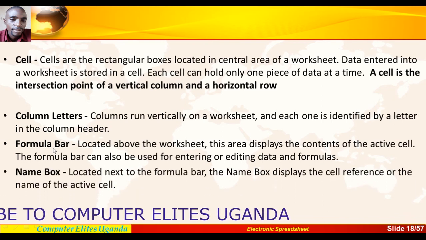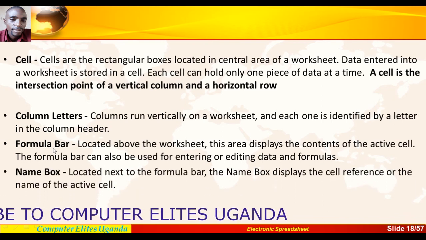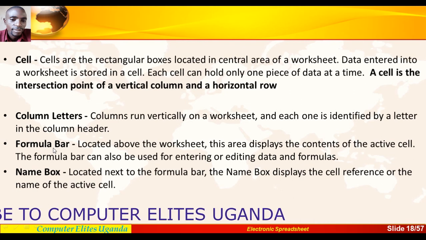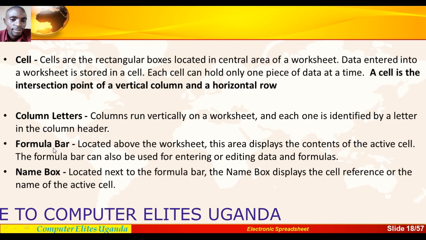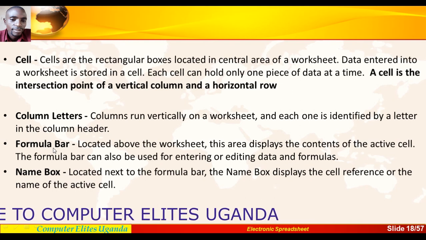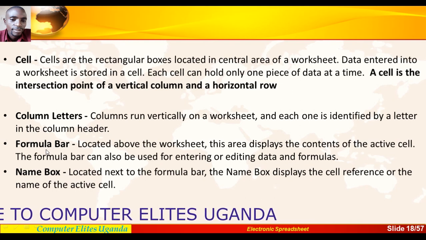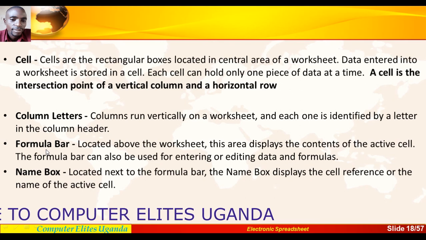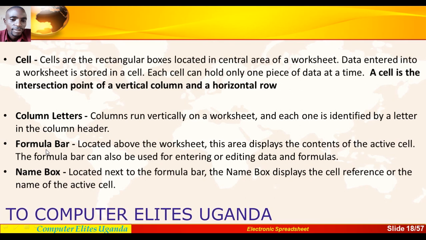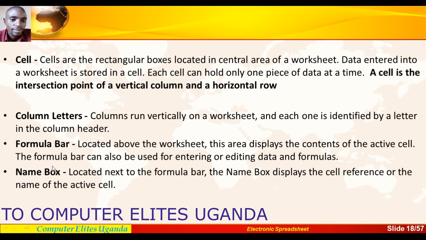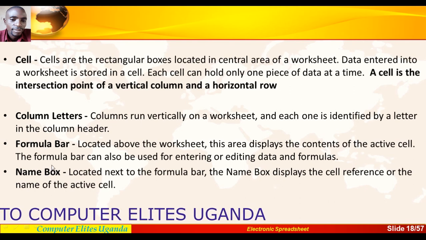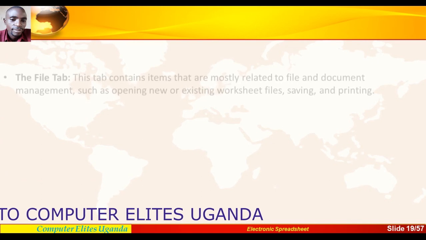Another one is the name box. The name box is located next to the formula bar, and it displays the cell reference or the name of the active cell. Whenever you click on any cell in your worksheet, the name of that cell is displayed in the name box. That is that part of our spreadsheet.